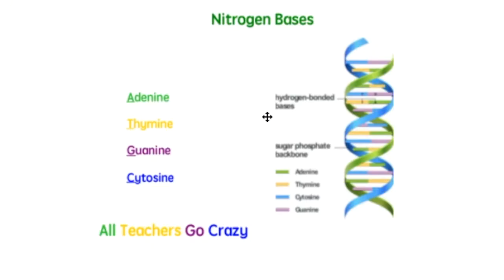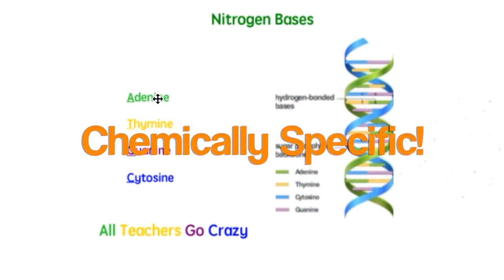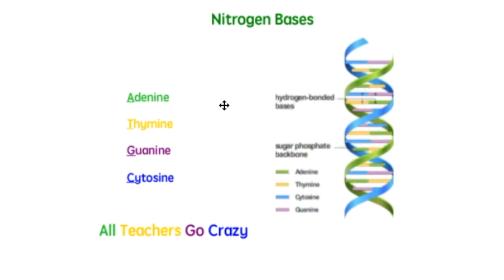So here's an image of the structure, and I like to remember which bases go together. They're chemically specific, meaning they need to fit together to work. You learn that in your homework. And the bases are adenine always pairs with thymine, and guanine always pairs with cytosine. And all teachers go crazy eventually.